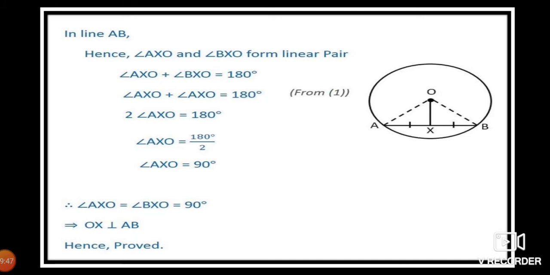So OX is perpendicular to AB. Whatever the angle is, that angle is 90 degrees. It means obviously that OX is perpendicular to AB. Hence, it is proved. Next.